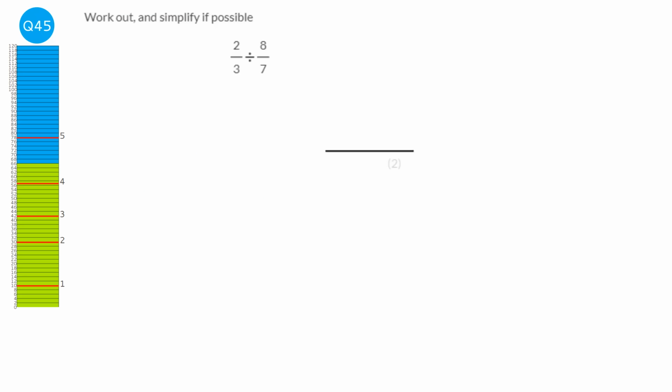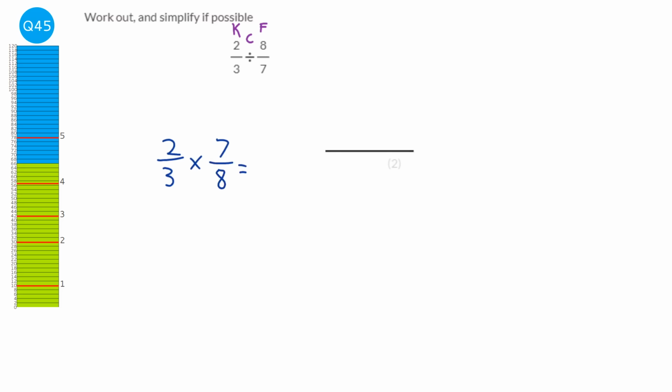The way I remember what to do here is using KFC, and what the K stands for is we're going to keep that fraction exactly the same, so 2/3. We're going to change, that's what the C stands for, change that divide to a times, and we're going to flip, that's what the F stands for, the 8 over 7, so it becomes 7 over 8.